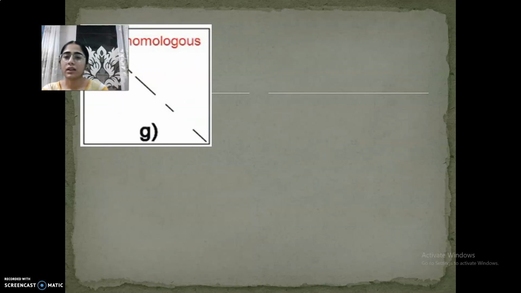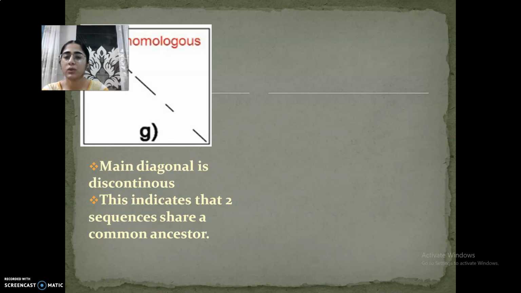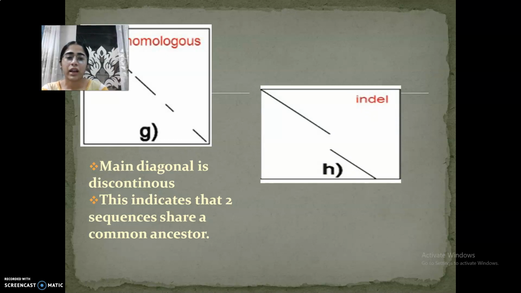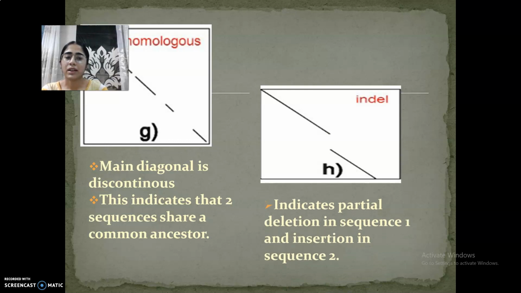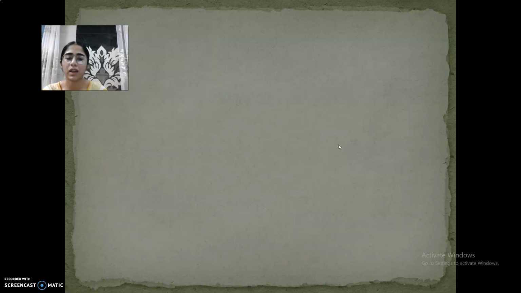Now, the graph in figure G shows the main diagonal is discontinuous, which indicates that the two sequences share a common ancestor. Figure H shows partial deletion in sequence 1 and insertion in sequence 2. There is deletion in sequence 1 and there is insertion in sequence 2.